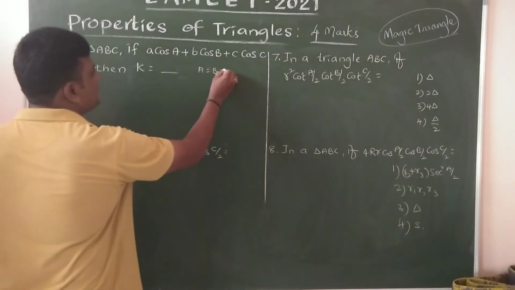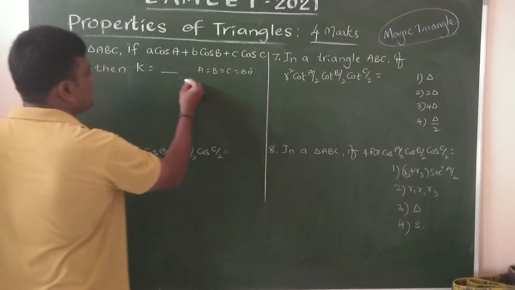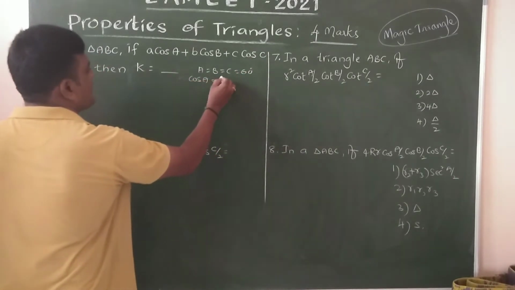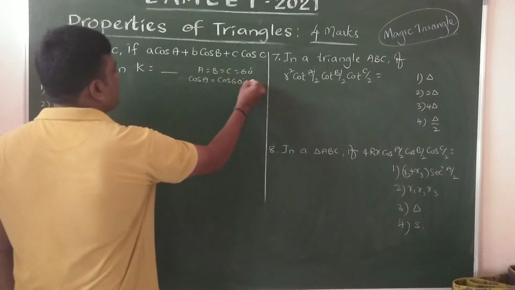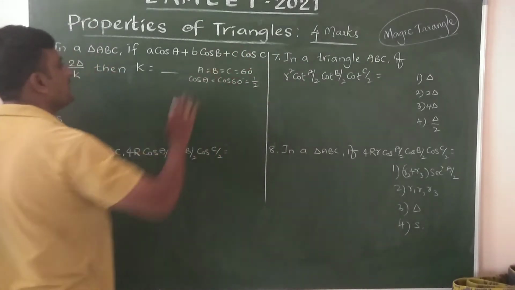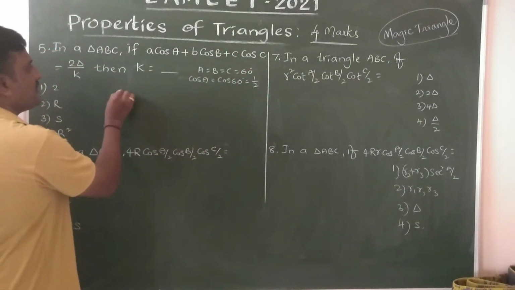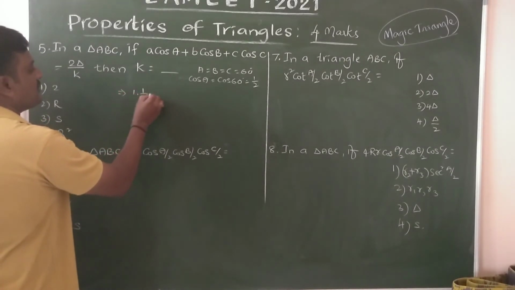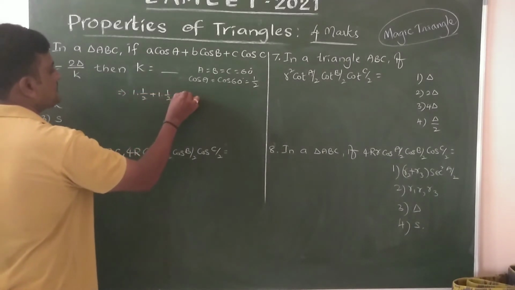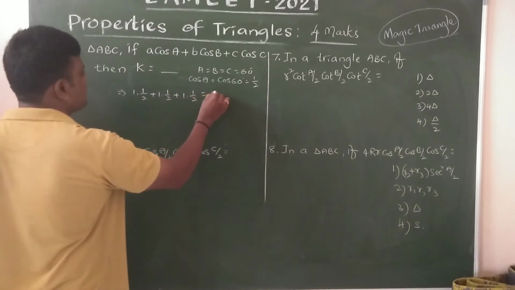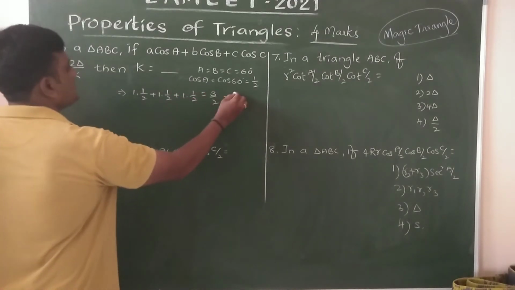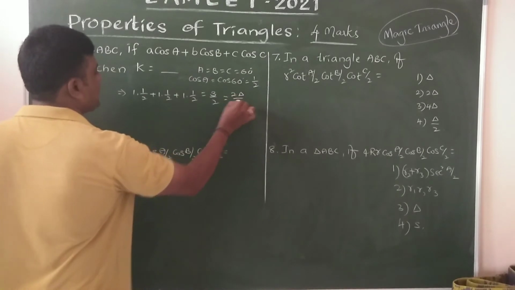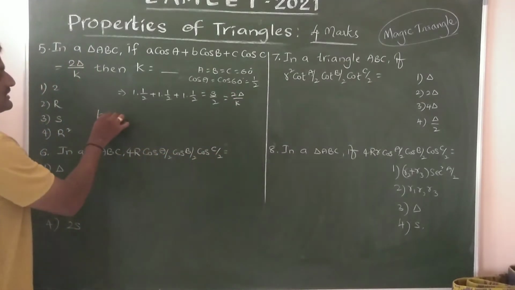A equals b equals c equals 60. Then cos A equals what? Cos 60 equals 1 by 2. Similarly, the remaining also 1 by 2. Yes or no? Now it is 1 into 1 by 2 plus 1 into 1 by 2 plus 1 into 1 by 2 equals 3 by 2. But that equals 2 delta by k. Then k equals what?